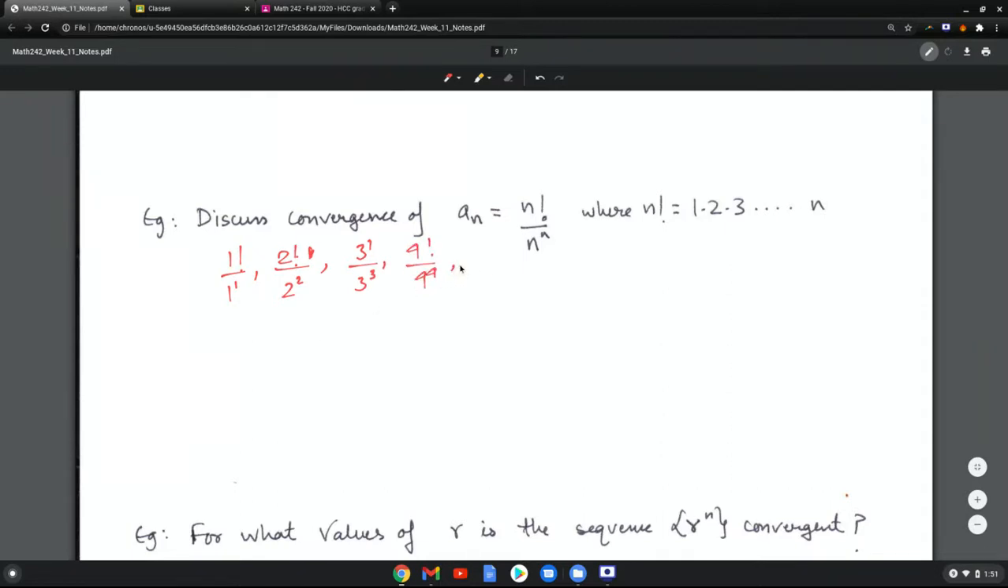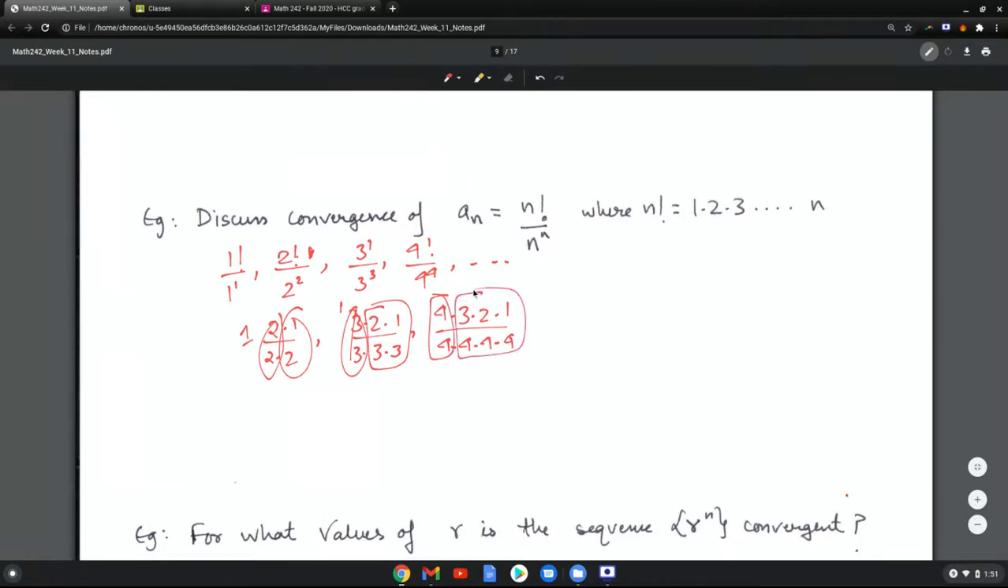And let's expand these. This is 2 times 1 over 2 times 2. It's 3 times 2 times 1 over 3 times 3 times 3. 4 times 3 times 2 times 1 over 4 times 4 times 4 times 4. So what you notice is these cancel out to be 1. This is less than 1. That's 1, and this is necessarily less than 1. That's 1. All of these are less than 1.